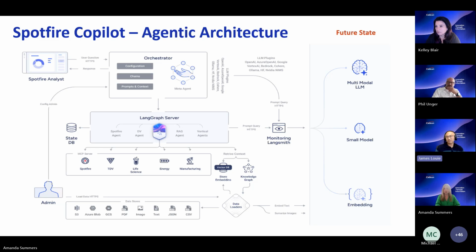And these agents could be an agent that specialized in Spotfire. It could be an agent that is specialized with the RAG, so the retrieval augmented generation, and other vertical agents as we see them come out to commercial. So a lot of flexibility in this new roadmap where we're going to be able to bring in customer and partner agents as well.